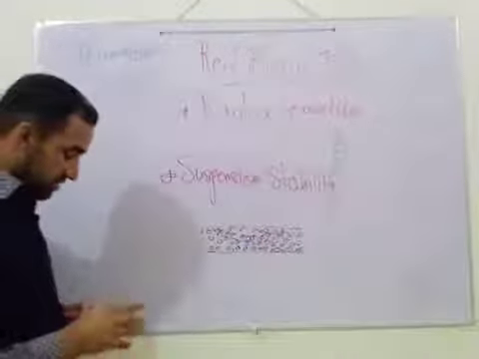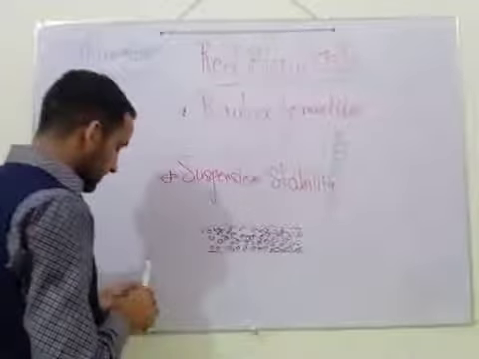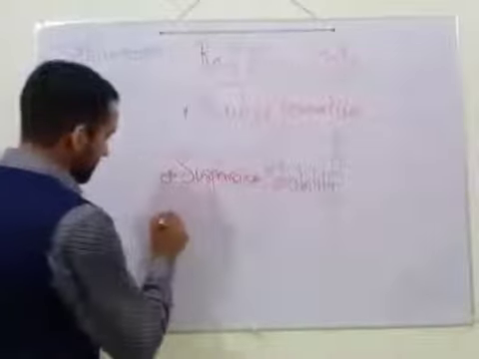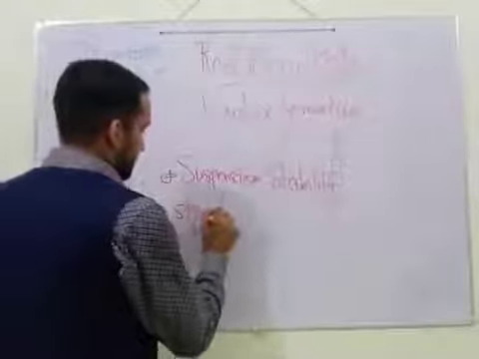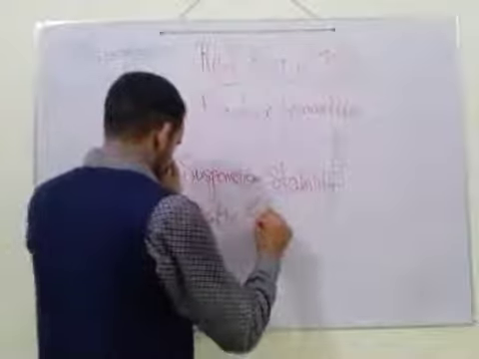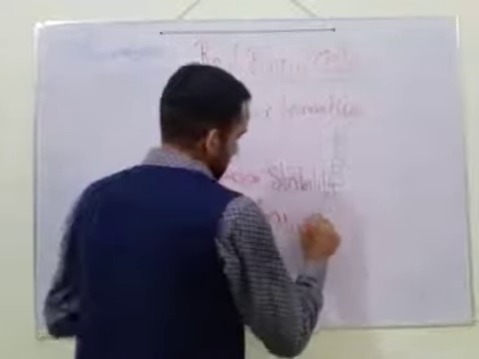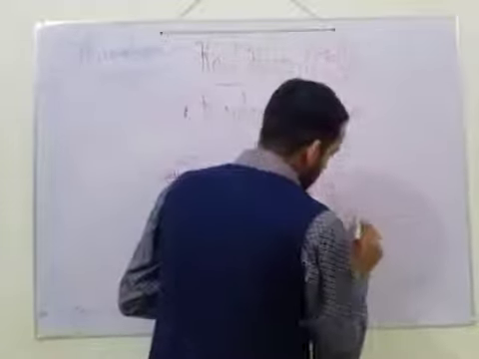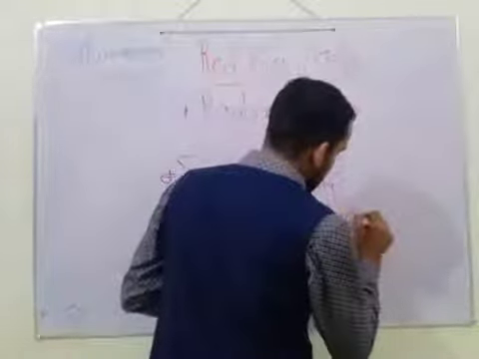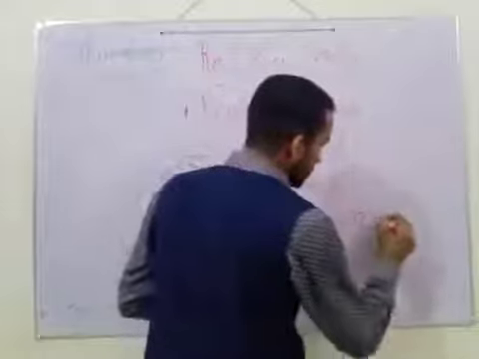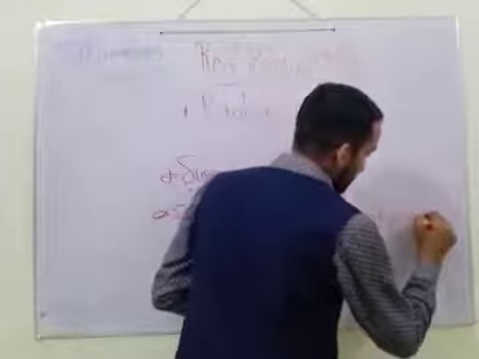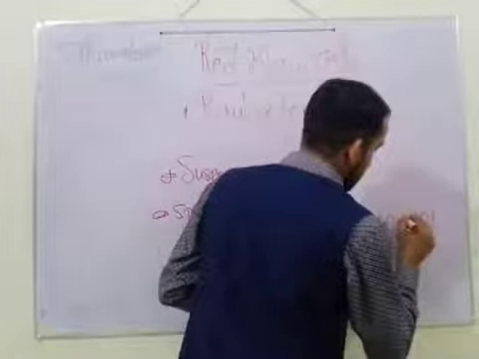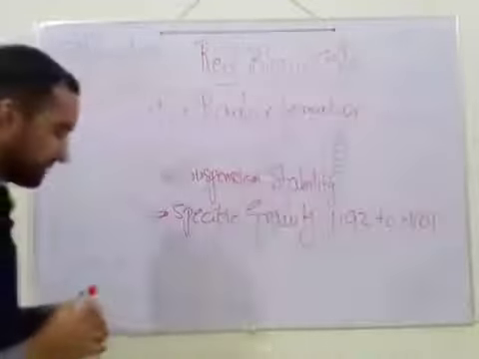And what is the specific gravity of red blood cell? So the specific gravity of red blood cell is 1.092 to 1.101. This is the specific gravity of red blood cell.